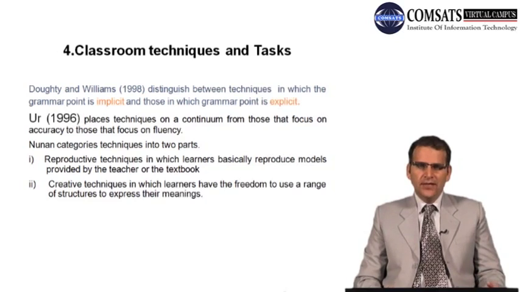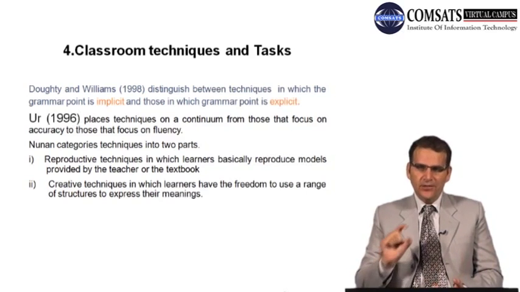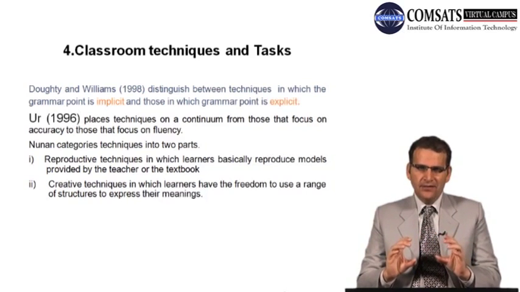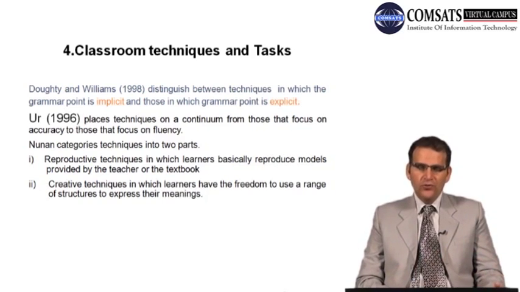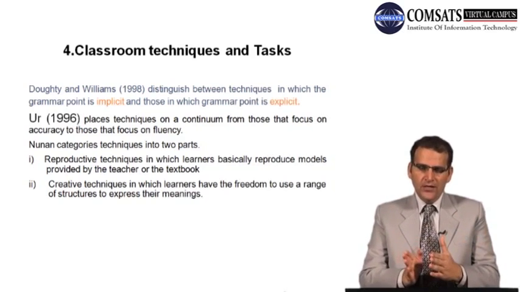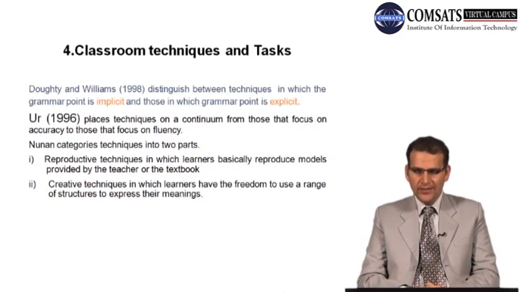Very simple: implicitly means that you don't give rules first. You want students to find out the rules. That is called an implicit grammar point. And second is explicit, where you give them the rules. So these two researchers categorize classroom techniques on the basis of implicit and explicit grammar points. Ur, in 1996, also placed techniques on a continuum, a line moving from one end to another, from those that focus on accuracy to those that focus on fluency.